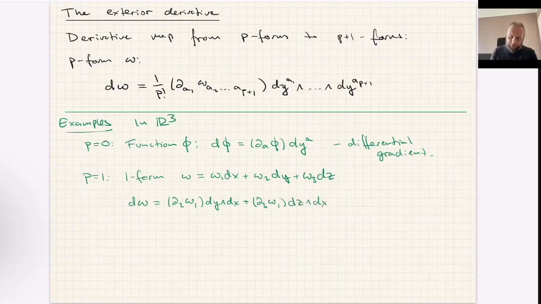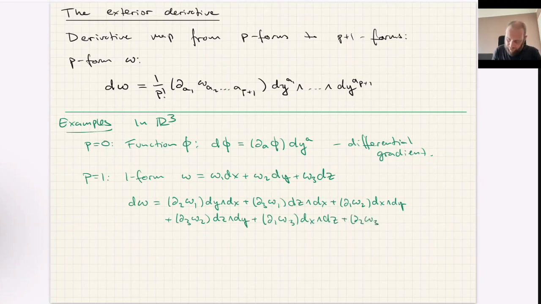And I do this for all terms, right? So in the second case, the non-interesting one is the derivative with respect to y, because dy wedge dy is 0. So I have d_1 omega_2 dx wedge dy plus d_3 omega_2 dz wedge dy, and then finally d_1 omega_3 dx wedge dz plus d_2 omega_3 dy wedge dz, right?